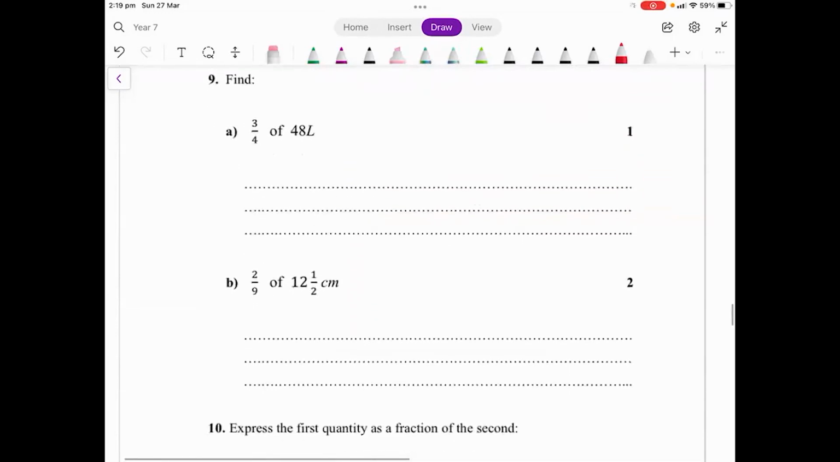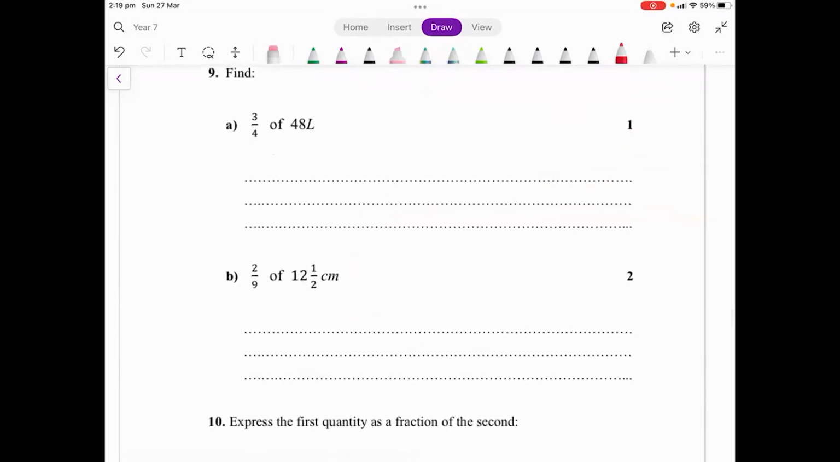For question 9, the word of means times. So that's 3 over 4 times 48. I want to make 48 a fraction so I can do my multiplication. So I make it 48 over 1. You can simplify first, or you can simplify at the end.